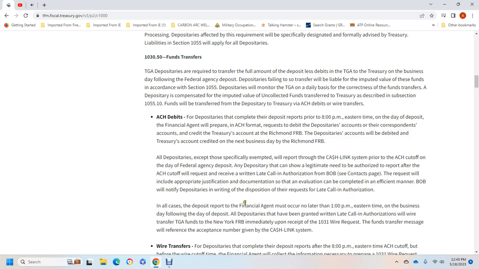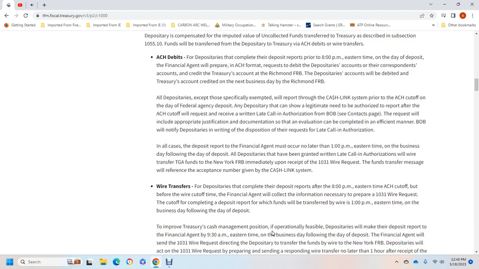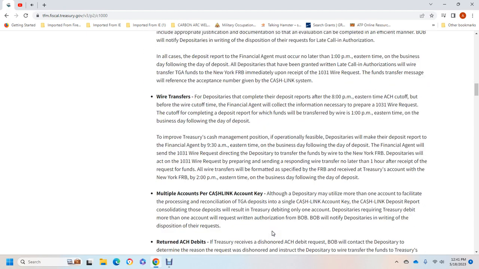In all cases, the depository report to the financial agent must occur no later than 1 p.m. Eastern Time on the business day following the day of the deposit. All depositories granted the written late call authorization will wire transfer Treasury General Account funds to the New York Federal Reserve Bank immediately upon receipt of the 1031 wire request. The fund transfer message reference number is given in the CashLink system. Wire transfers for depositors completing their deposit reports at 8 p.m. Eastern Standard Time, the automatic clearinghouse cutoff, come before the wire cutoff time.